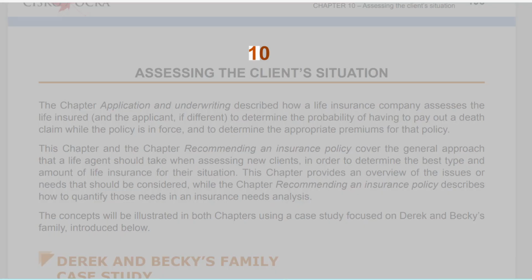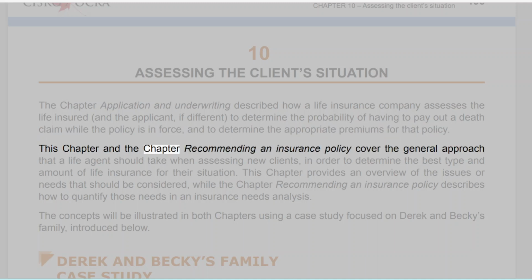10. Assessing the client's situation. The chapter Application and Underwriting described how a life insurance company assesses the life insured, and the applicant, if different, to determine the probability of having to pay out a death claim while the policy is in force, and to determine the appropriate premiums for that policy.